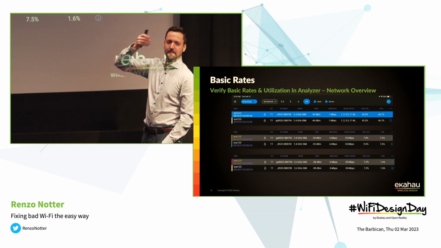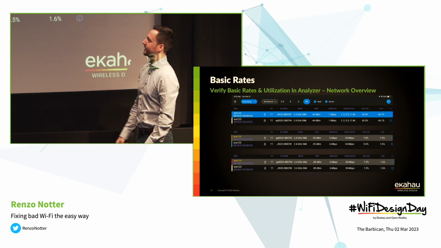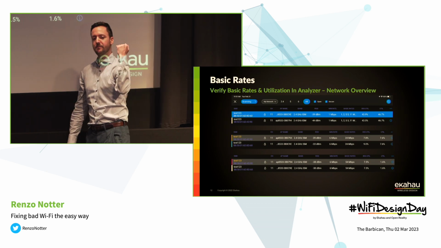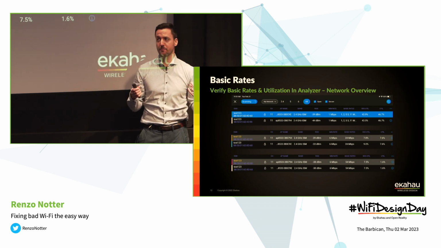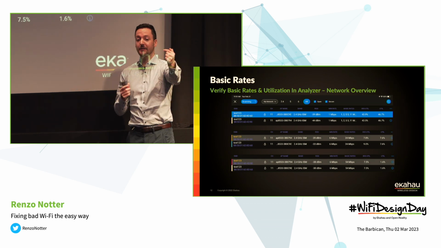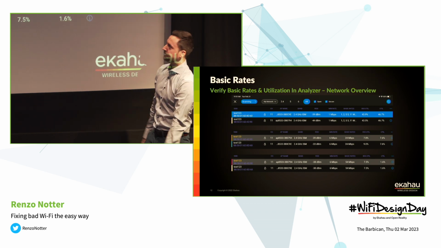How can we solve this high utilization? It's basically increase the minimum basic rate, right? The beacons are being sent out no matter what. So we can avoid having the beacon frames. We can reduce the number of beacon frames, but we can also increase the basic rates.